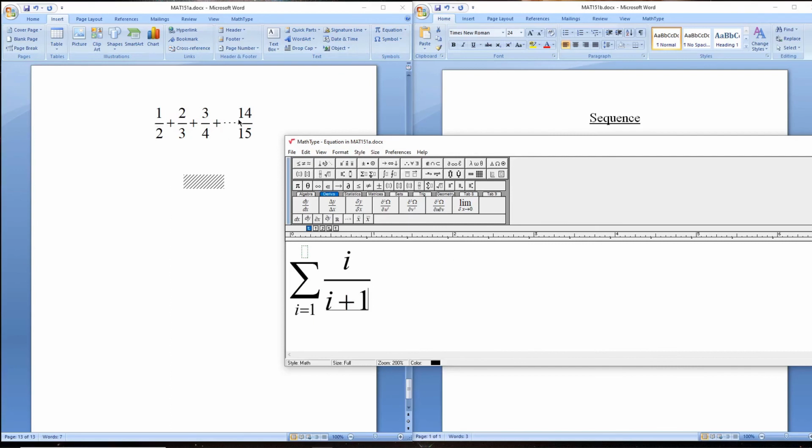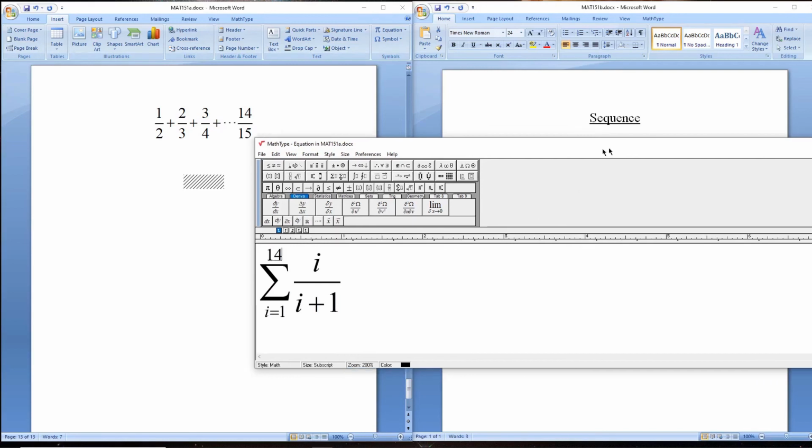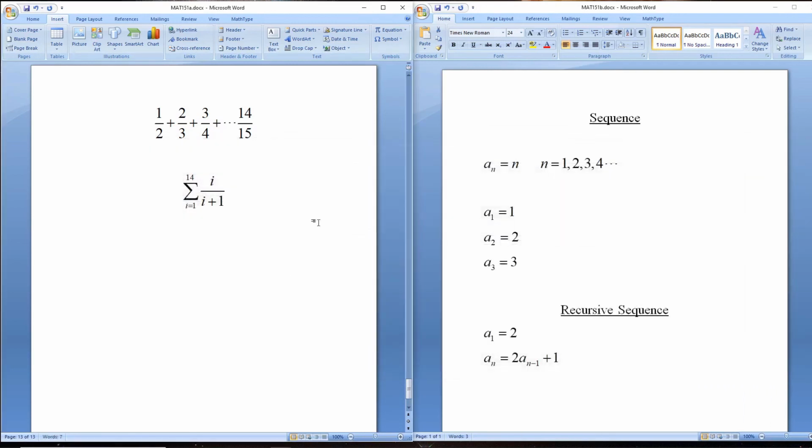And this summation of numbers is going from i equals 1 to i equals 14. And so we'll stick the 14 on the top of the summation symbol to tell us when to stop summing. And there's our answer. So this summation expresses adding all of these fractions together.